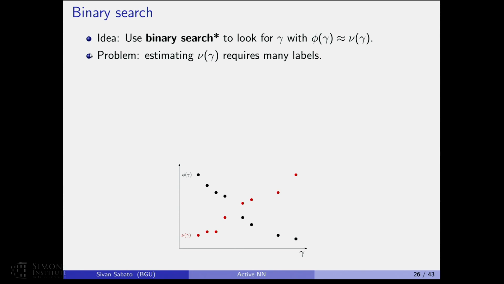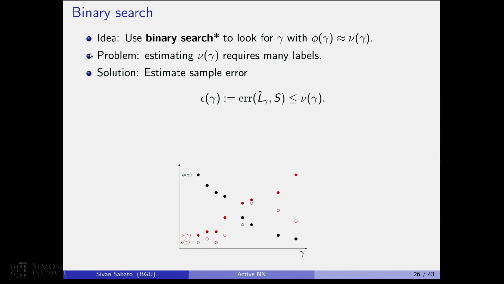But it's still not solving the problem because we don't know nu of gamma. Nu of gamma, as I said, is something that's hard to estimate. It's hard to find in the sample. So what we do instead is we look at the sample error. The sample error is actually a lower bound to nu of gamma, the sample error of a specific gamma net that we chose. And we can show that. This means that now we have this epsilon of gamma, the sample error for a specific gamma scale. It's not necessarily monotonic, but it is upper bounded by a monotonic nu of gamma.